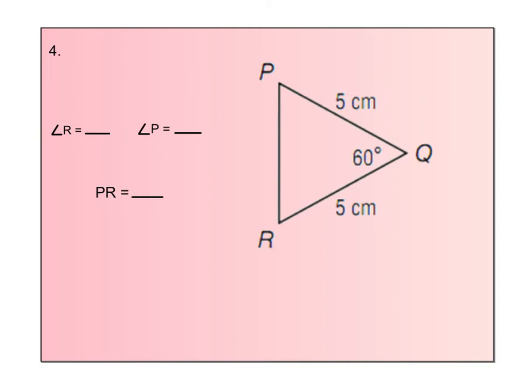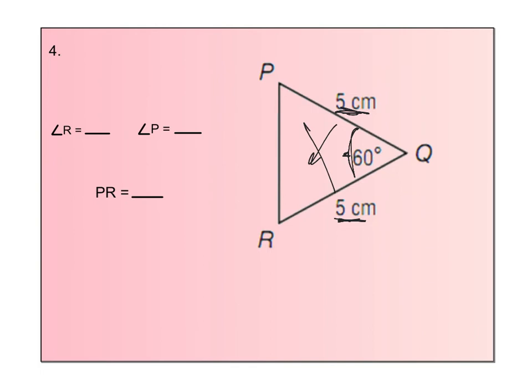So now let's look here. They tell me that this is 60 degrees. They tell me that this is 5 and this is 5. Well, if this is 5 and this is 5, that makes that isosceles. So this is 60. These 2 are 5. That means these 2 angles have to be the same.